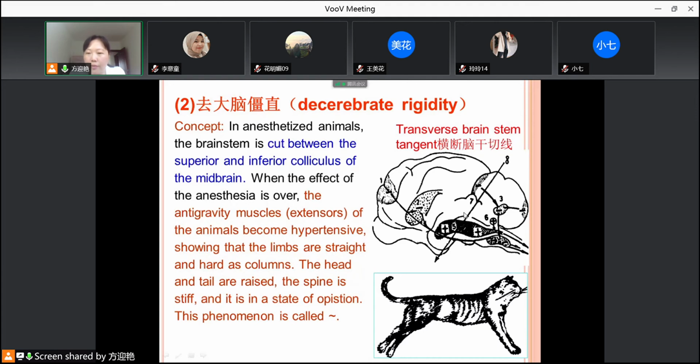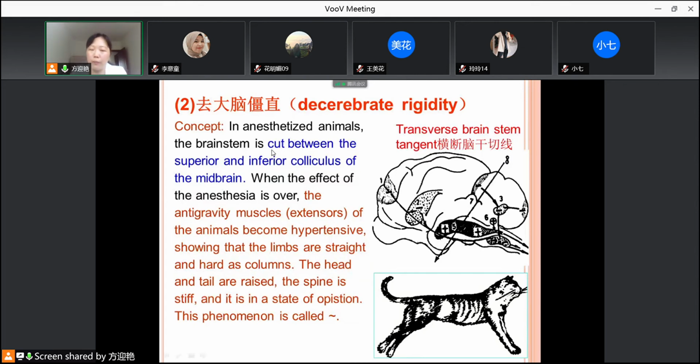I hope you know that the cut is made in the midbrain, between the superior and inferior colliculus. Then we complete the surgery, and we observe the cat's manifestation.